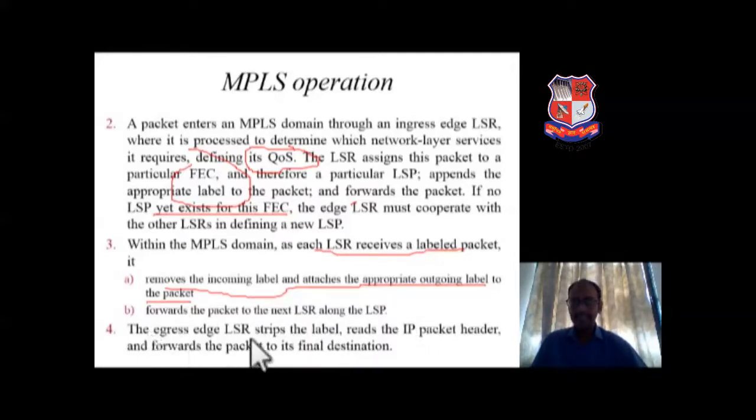And finally the egress edge label switching router strips the label, that means removes the label, because now it is the exit point. It would remove the label, read the IP packet header and forward the packet to the final destination. Very important point here: this is the only router which would read the IP packet header, and that is the exit router.